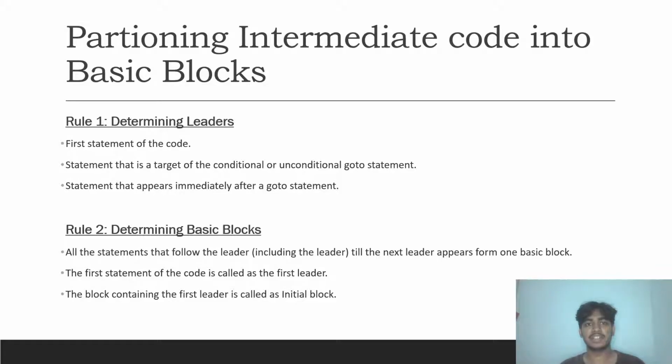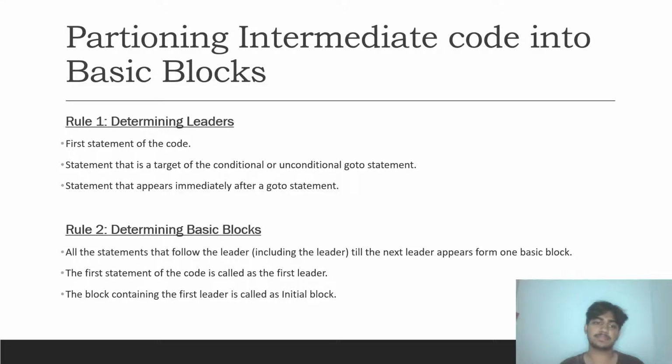How do you determine your leader? There are three ways. The first way is to identify the first line in your code. The first line is always the leader by default. The second way is to identify a statement that is the target of a conditional. For example, if I say if condition go to 4, statement number 4 is going to be a leader statement because that's where the flow of control is being directed. And the third type of leader is the statement that appears directly after the go to statement. Like I said, if condition go to 4, the line which comes after this if statement is also a leader statement.